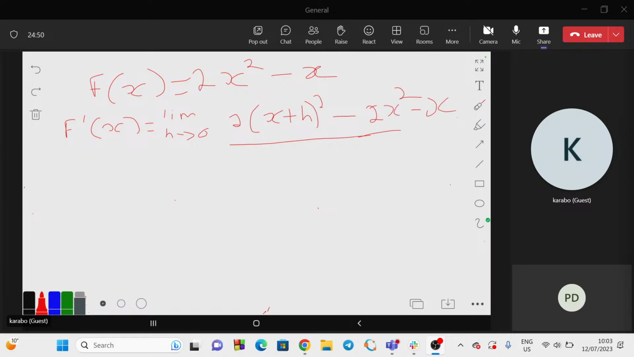No. You are making a mistake again. Remember, wherever there is x, you put x plus h in that equation. The equation says 2x squared minus x. Where there is x also, you must put x plus h. When you substitute x plus h, you don't only substitute in x squared, you substitute wherever there is x in your equation, in your function, in your f of x.